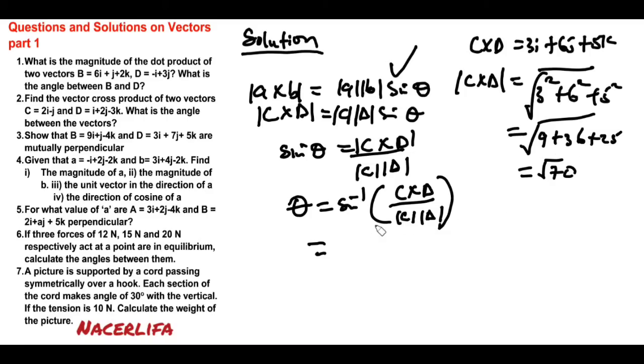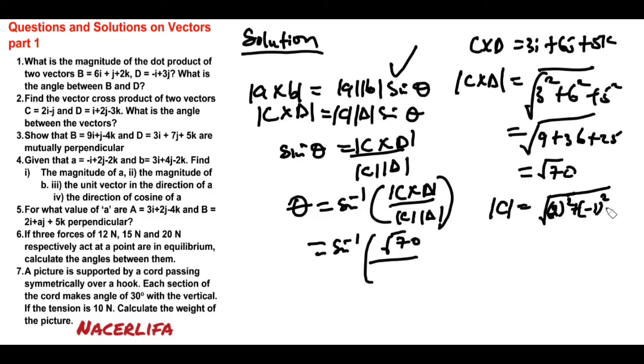So this is square root of 70. So coming here, we have sine inverse. Remember, this is the modulus. Sine inverse of square root of 70 upon, let us find the modulus of C. So the magnitude of C is the square root of 2 square plus minus 1 square. We don't have any components in k, so we have 0 square. So this is 4 plus 1, which gives square root of 5.